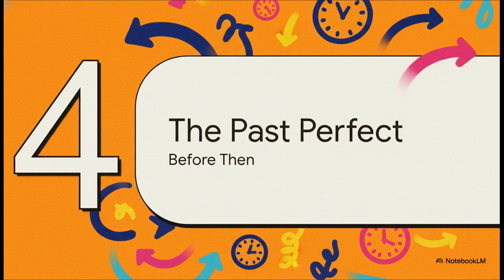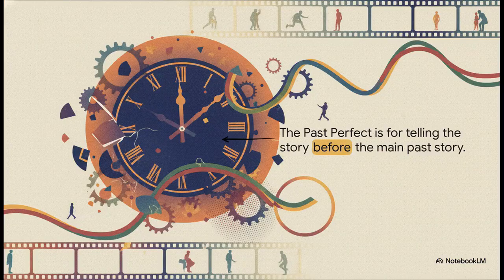Ready to go deeper? Let's say you're already telling a story in the past, but you need to mention something that happened even earlier. How do you do that without totally confusing your timeline? You use the past perfect. This is my absolute favorite way to think about it. The past perfect is for telling the story before the story. It's basically the flashback tense. Your main narrative is cruising along in the simple past, and the past perfect lets you jump back for a moment to give some crucial backstory.